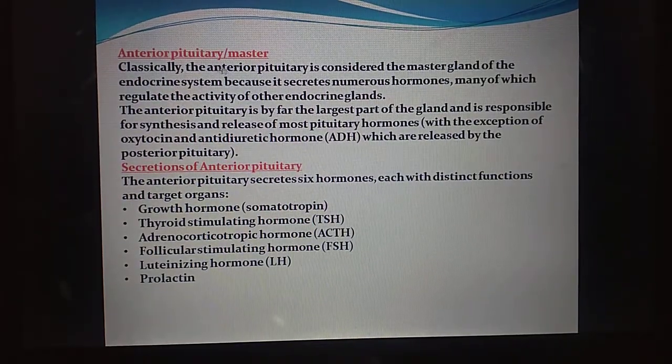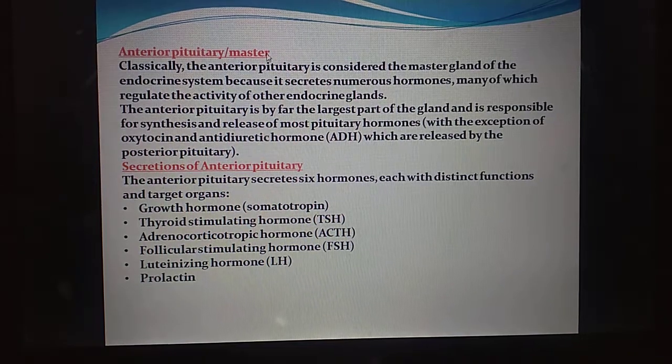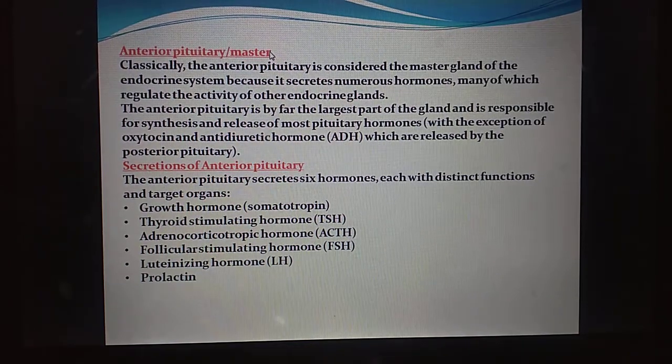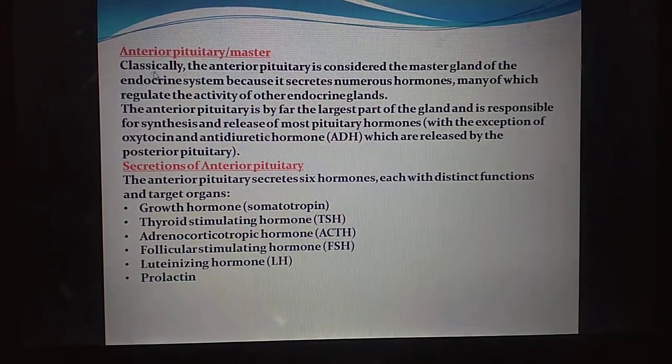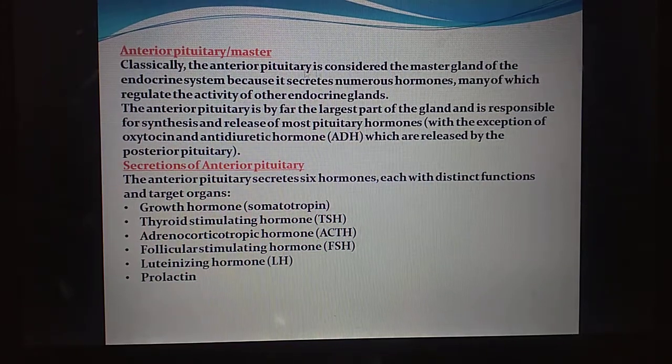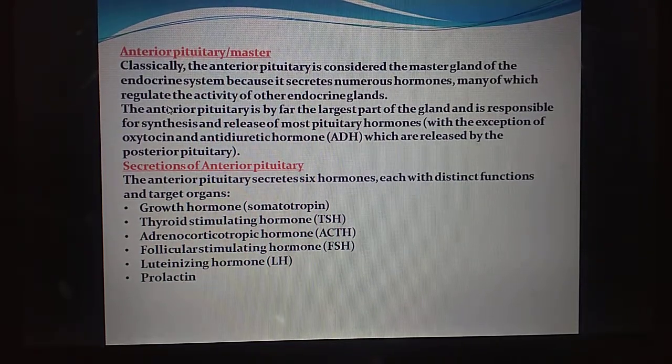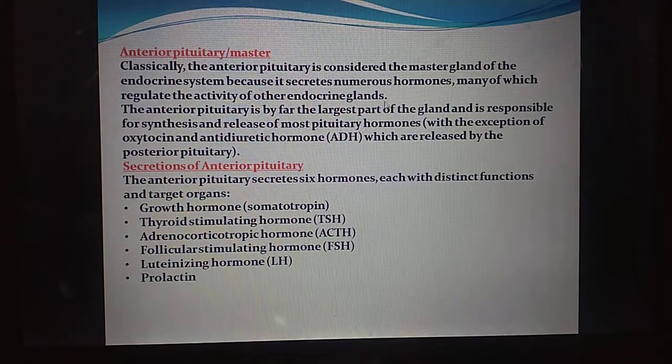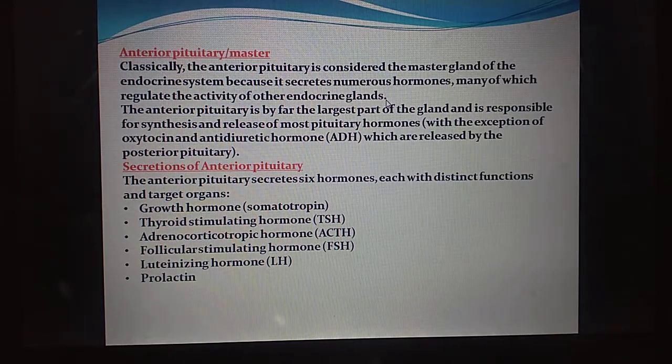Now the anterior lobe of the pituitary is the master. Why? Because it's mainly concerned with the secretion of a lot of hormones. Classically, the anterior pituitary is considered the master gland of the endocrine system because it secretes numerous hormones, many of which regulate the activity of other endocrine glands. So it means it's also tropic in function.